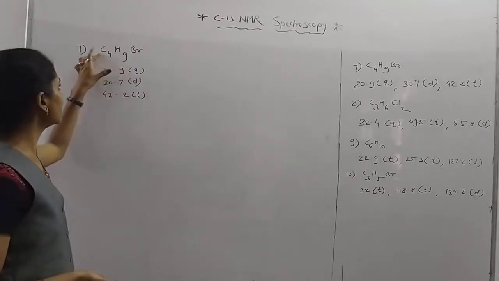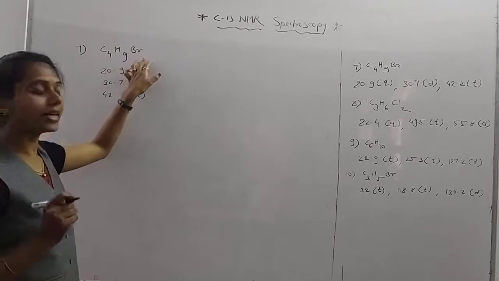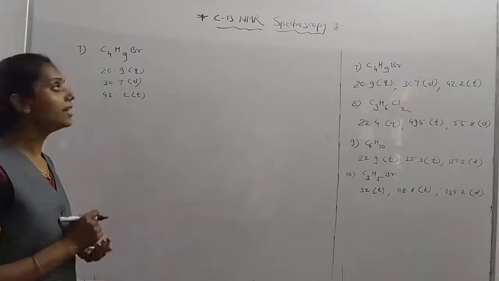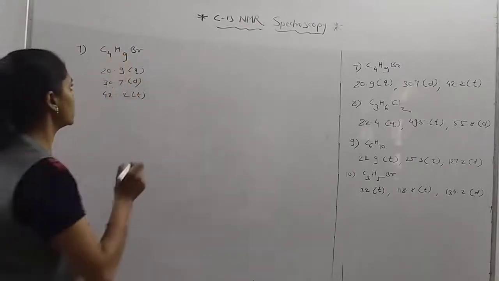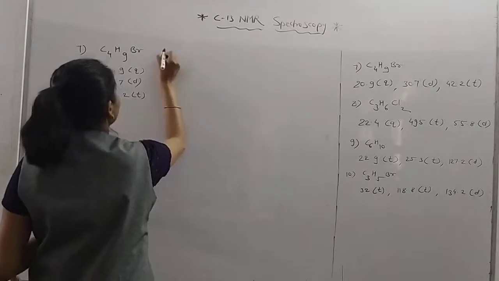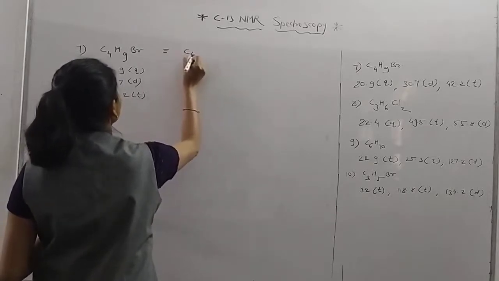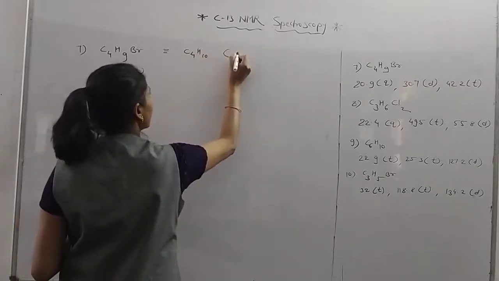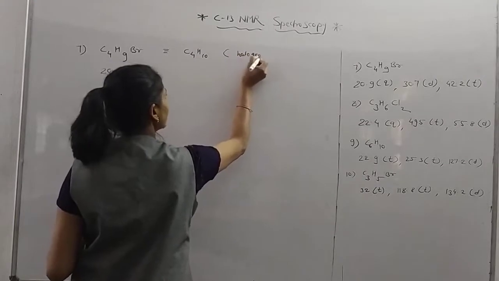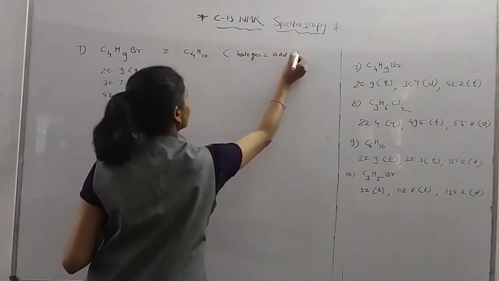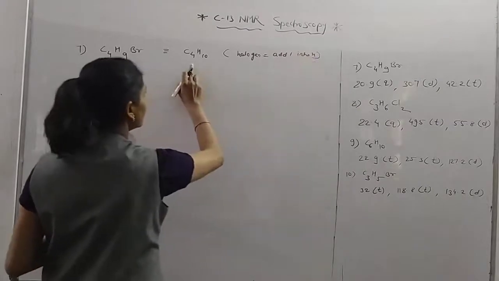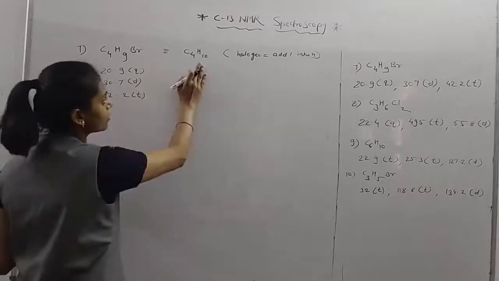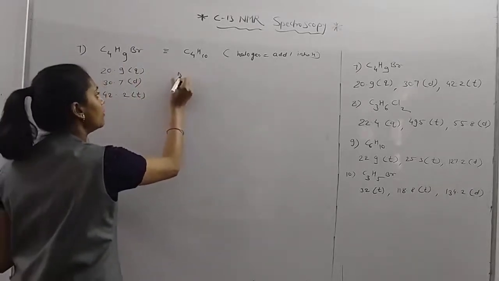Here the formula is C4H9Br. That means halogen is present, and you know that when a halogen is present, we add 1 to the hydrogen count. So the molecular formula becomes C4H10. Using this formula we can now find the number of unsaturation.